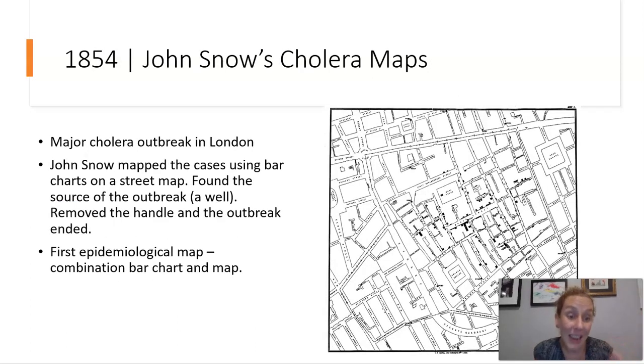Okay. So we have 1854, John Snow's cholera maps. In 1854, there's this huge cholera outbreak in London. John Snow comes in, he's a doctor, and he maps the instances of cholera using a bar chart. So he takes the street map and he's like, there's a case here, there's a case here, there's a case here. By stacking them up, he can see where the cases are localized. By placing that bar chart on top of the street map, first he gives the first epidemiological map, but he also identifies the source of cholera, finds the Broad Street well, takes off the handle, and the cholera epidemic ends.